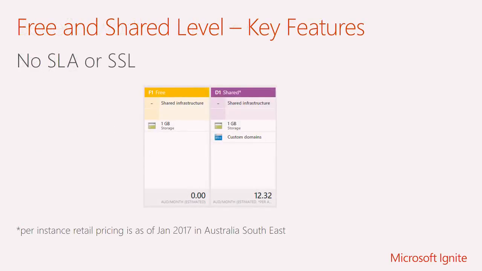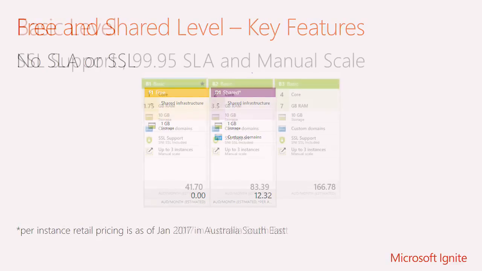So how that works is if you're at the free or the shared level, you don't get any of those shiny things. You really just get this kind of instance that's 1 gigabyte storage, and you'll see the prices I've got up here are retail pricing based on current time, Jan 2017. So it's quite likely you actually might pay less than this if you're prepaying your service.